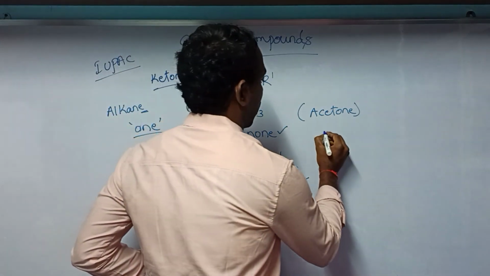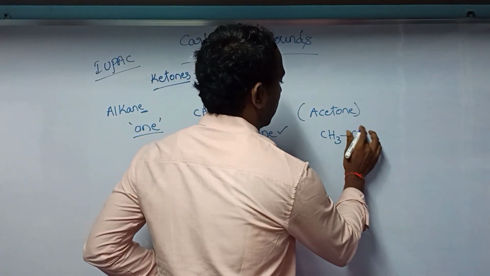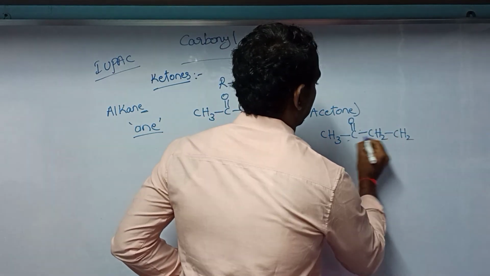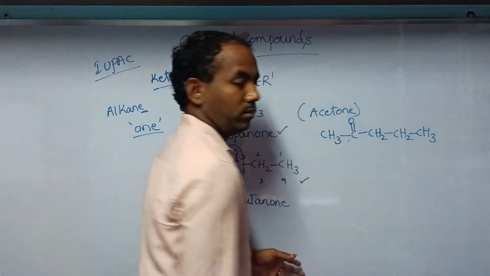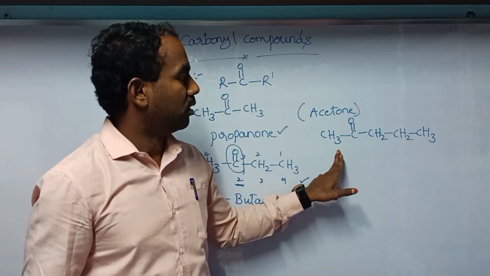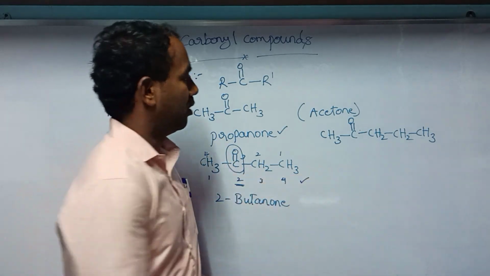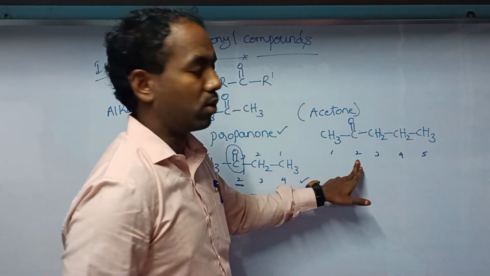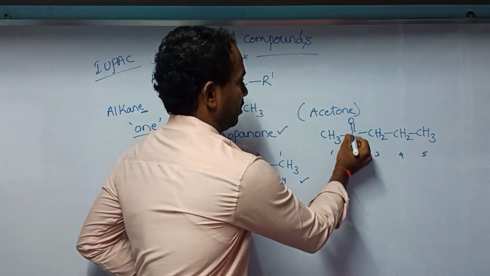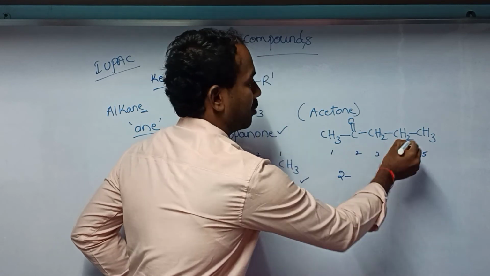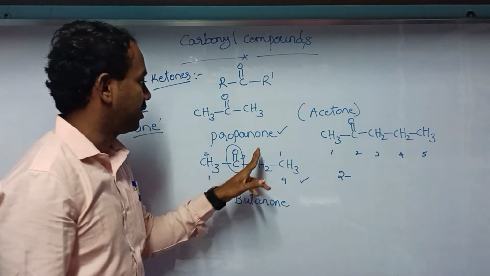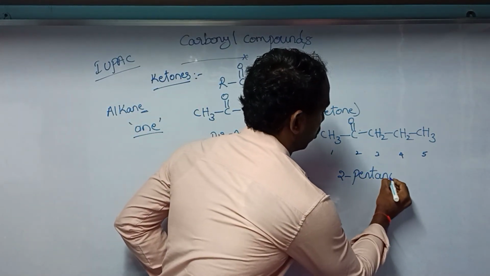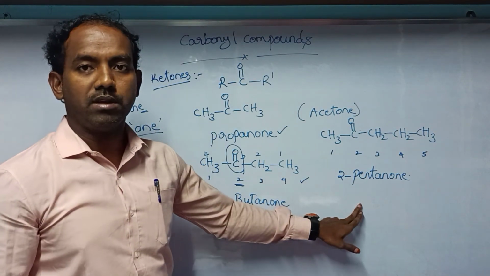Similarly, let me write a ketone with 5 carbon atoms, CH3, C double bond O, CH2, CH2, CH3. This is another ketone. What is the IUPAC name of this ketone? 1, 2, 3, 4, 5. The functional group position is the second carbon atom, that is the C2 carbon. With 5 carbon atoms, what is the suffix? ONE. Then the name is 2-pentanone. 2-pentanone is the IUPAC name of this ketone.